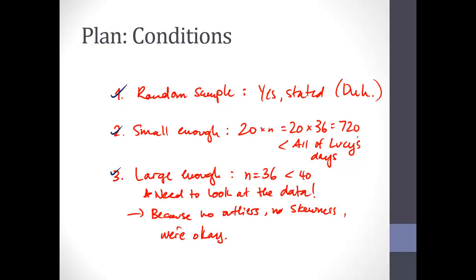So again, I'll come back to this. When you're checking conditions, the first two are always the same. You always want to see: do I have a random sample? Is my population at least 20 times bigger than my sample? The third one is going to change a little bit, so I'll come back and we'll talk more about that at the end of class, just to review exactly what all these conditions are.